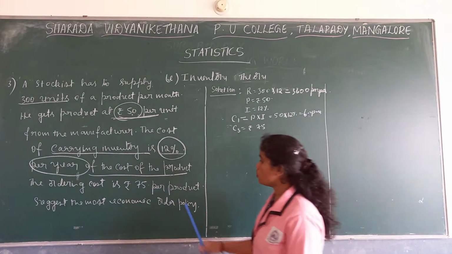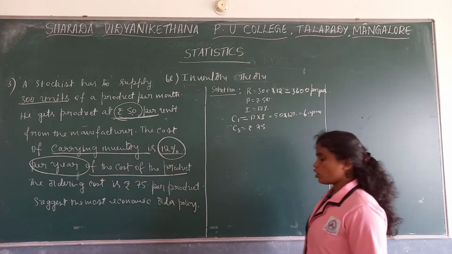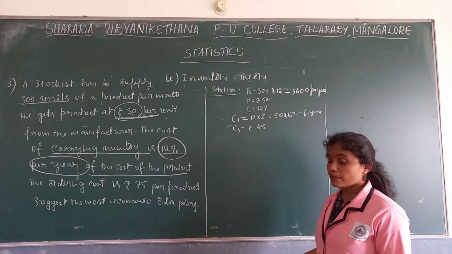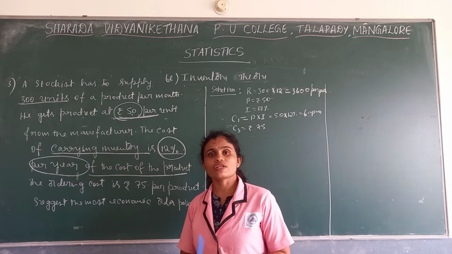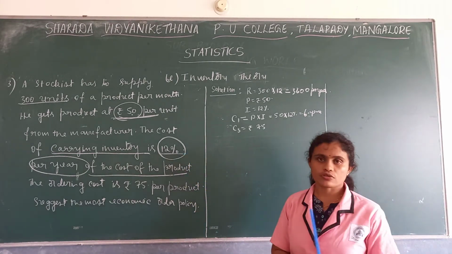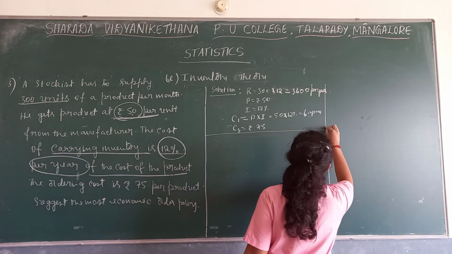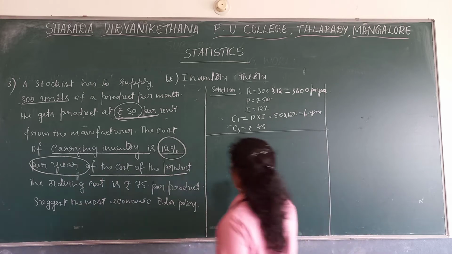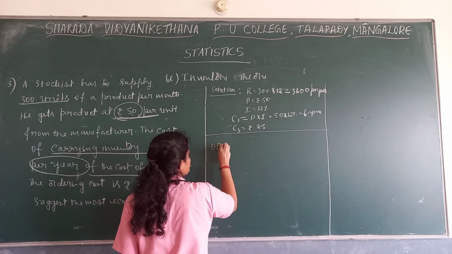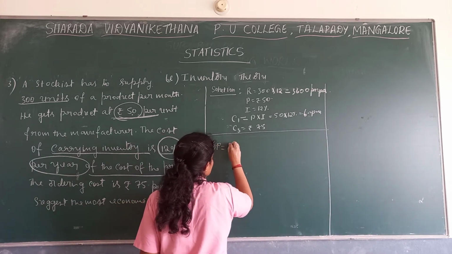Now we can move. Suggest the most economic order policy. They did not mention which one you have to find out. As I said, you have to find out the first 4. Now the first one we need to calculate is Q0. Take the formula.